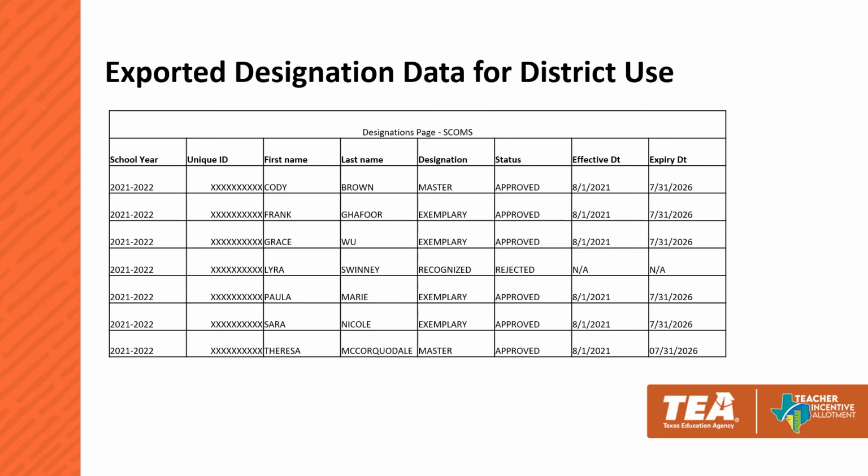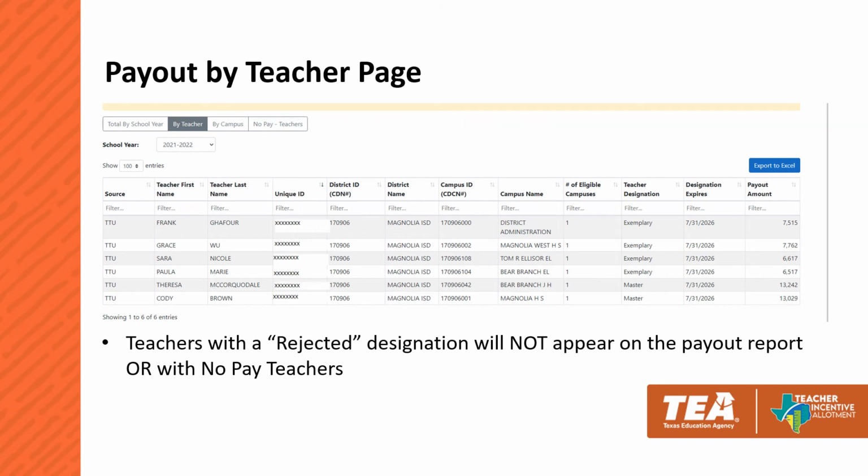Once exported, here's an example of how this will look. So it's the same data, just exported into a more usable format. We also have the payout by teacher page. This is where you can look at the allotment generated by each teacher at their campuses. Teachers with a rejected designation will not appear on the payout report or with the no pay teachers.